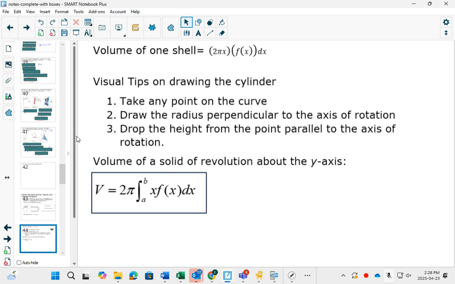So visual tips on drawing a cylinder. Take any point on the curve, draw the radius perpendicular to the axis of rotation. Drop the height from a point parallel. So we'll look at this with some examples.